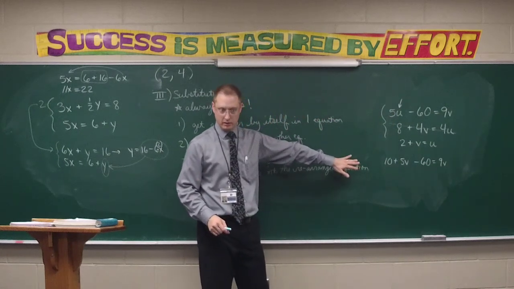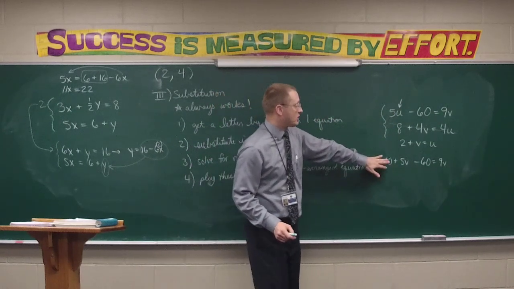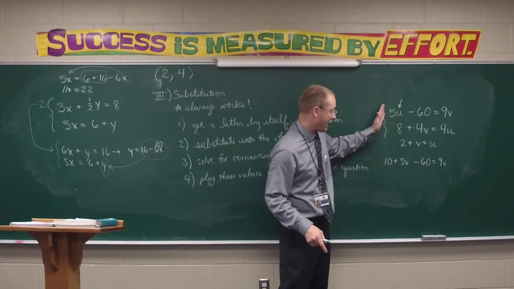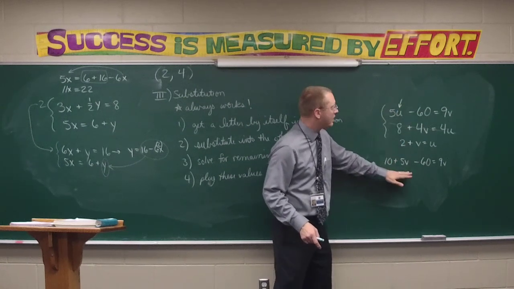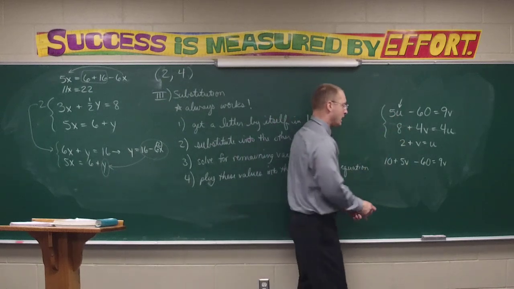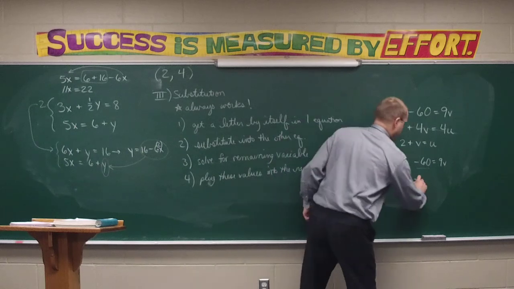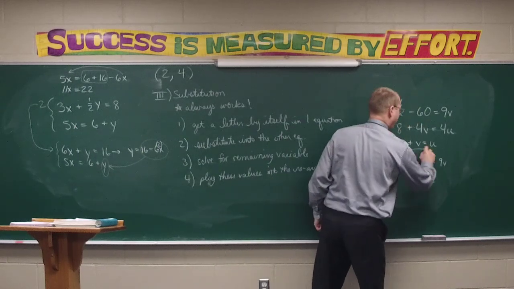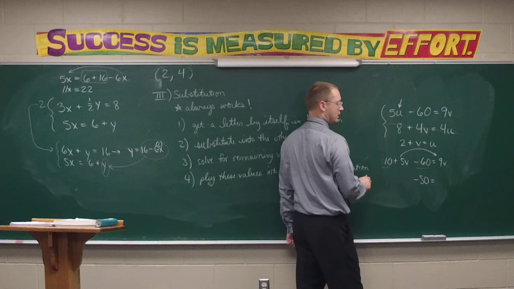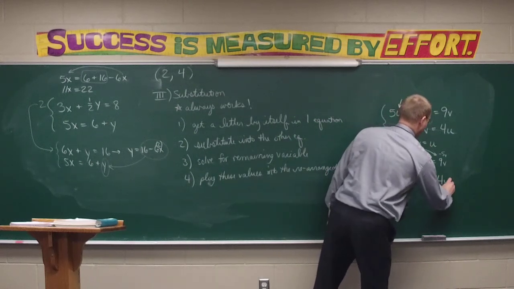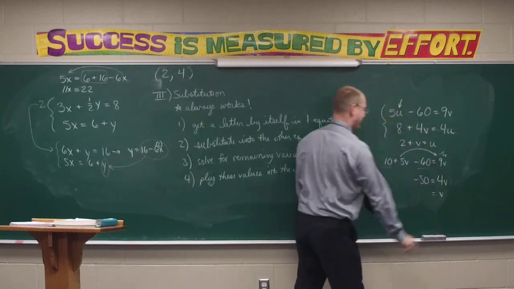Questions on what we did there? If you're afraid you're going to screw that up and do 10 plus v, then don't do it, young person. Write 5 parentheses 2 plus v so you don't mess it up. If you feel like you can do it, more power to you. Let's combine the 10 and the negative 60. Negative 50. Let's ditch the 5v over as a negative 5v to get 4v. And, oh, this is unfortunate. What do we get for v?